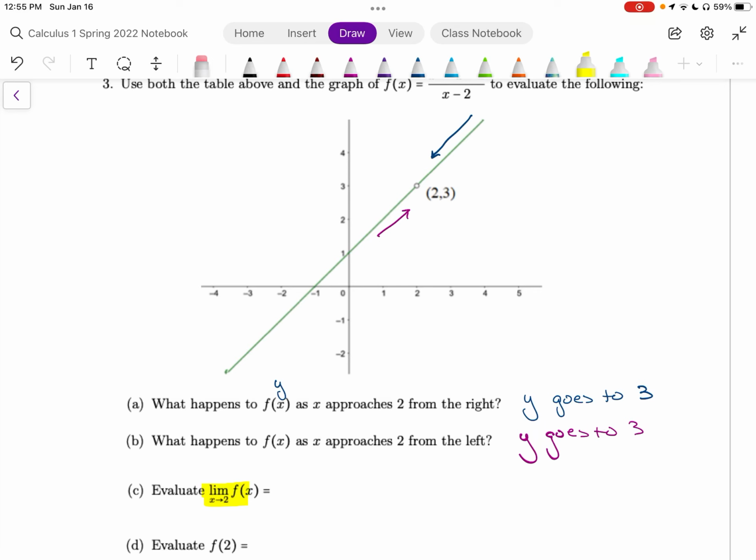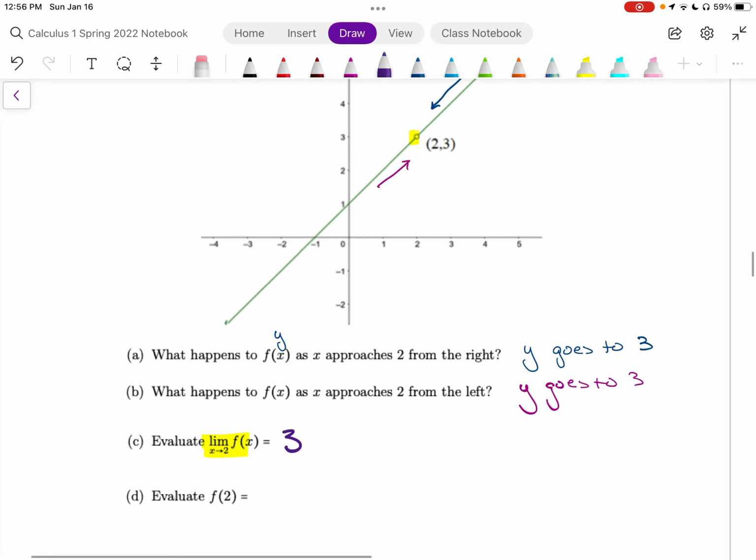What did we just say a moment ago? To evaluate the limit as x approaches 2 of f of x, we have to know that it's the same coming from both sides. Well, is it? They both go to 3, right? They're not actually touching 3, but they're both approaching it. So then that means we can say the limit as x approaches 2 of f of x equals 3.